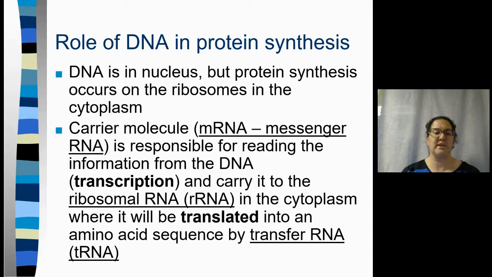So for the role of protein synthesis, DNA runs into a little bit of a roadblock because DNA is in the nucleus, but protein synthesis occurs in the ribosomes in the cytoplasm, and DNA isn't able to get out of the nucleus. So a carrier molecule, mRNA or messenger RNA, is responsible for reading the information from the DNA and carrying it to the ribosomal RNA in the cytoplasm to be translated into an amino acid. So mRNA is able to leave the nucleus and travel to the ribosomes in the cytoplasm.